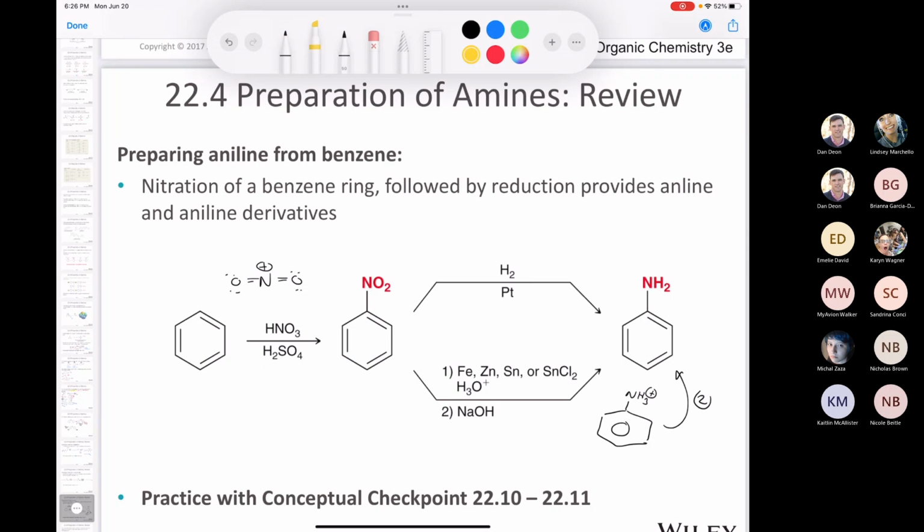But this is something new. So let's put, where's my blue pen? Put a circle around this. This is tin(II) chloride.